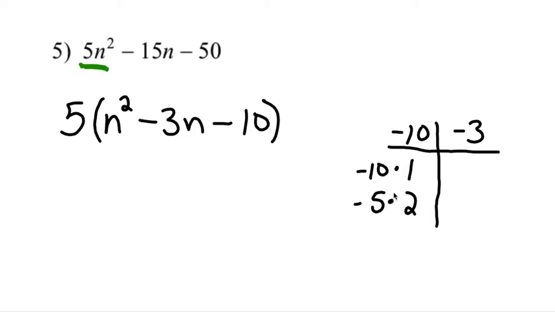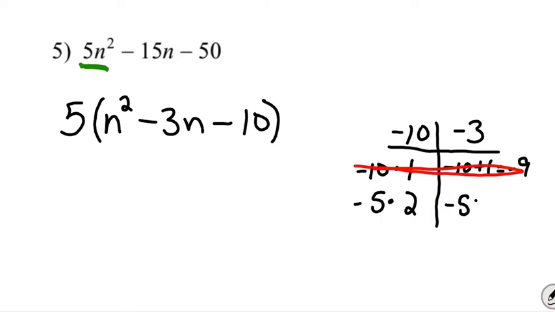Okay? So whenever you have a negative number for your last term, your signs have to be different, one positive and one negative. How do you know which one's positive and which one's negative? The bigger number matches the middle sign. Okay, I'll say that a bunch of times because I want to make sure you understand that. So negative 10 plus 1 gives us negative 9. Is that what we were looking for? No, we're looking for negative 3, so that's out.